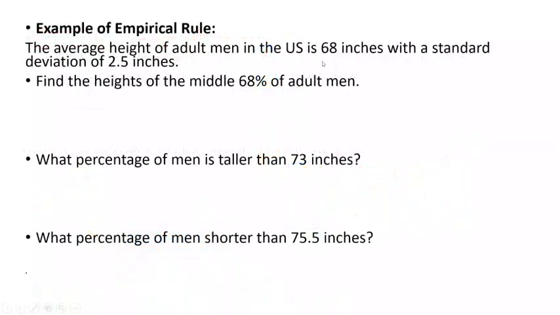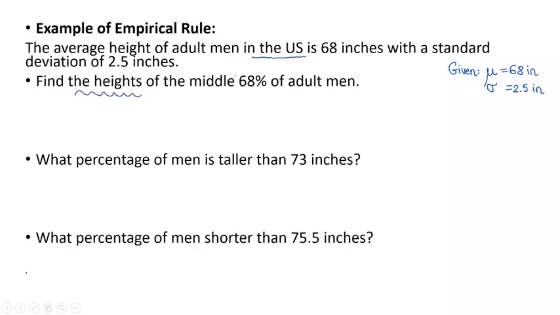Here is the next application. The average height of adult men in the United States is 68 inches with a standard deviation of 2.5 inches. So I'll write down the given information right here. I'll be using mu because they say in the United States, so that will be the population. And for the standard deviation, I'll be using the corresponding symbol, which is sigma.